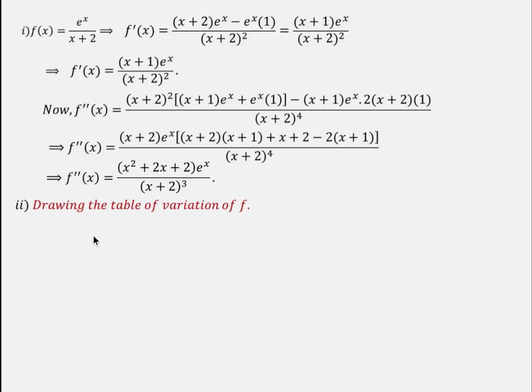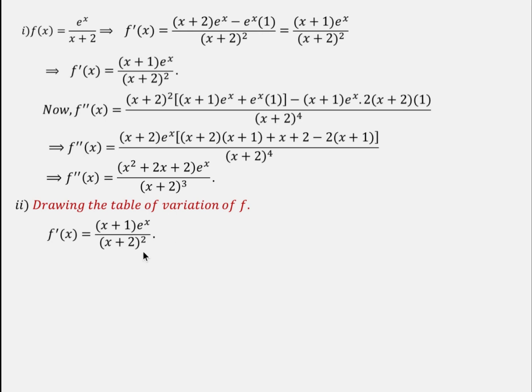In the second part of the question, we are asked to draw the table of variation of f. In order to draw the table of variation of f, we have to make use of the derivative of f, which is f prime of x equals x plus 1 into e^x all over x plus 2 all squared.